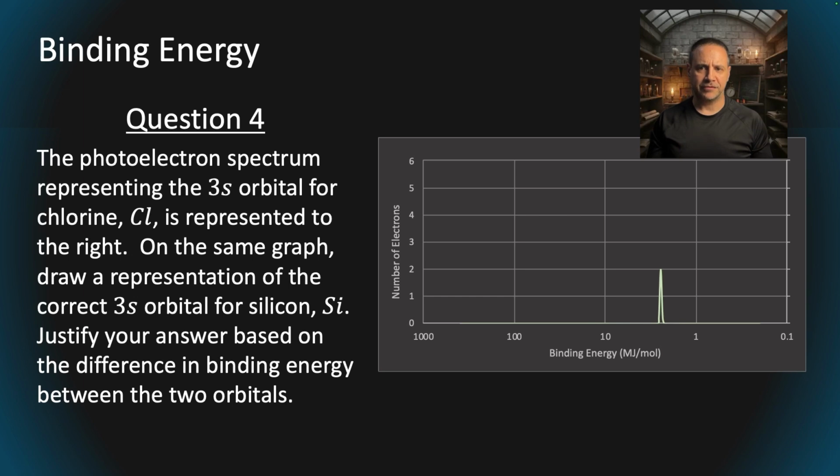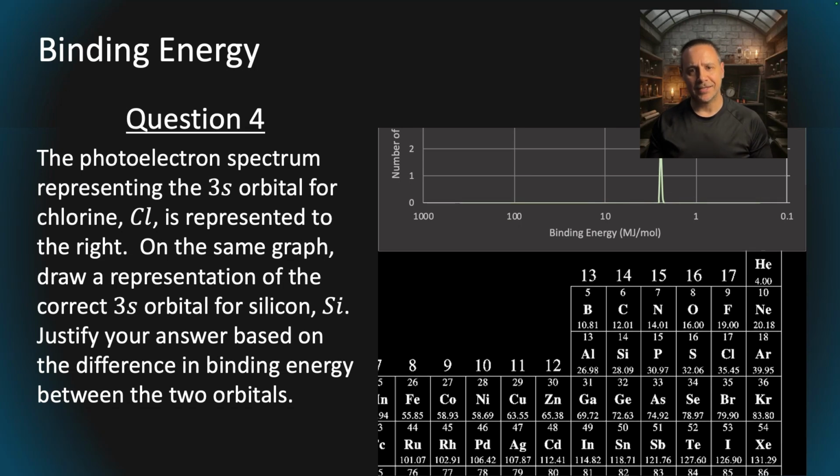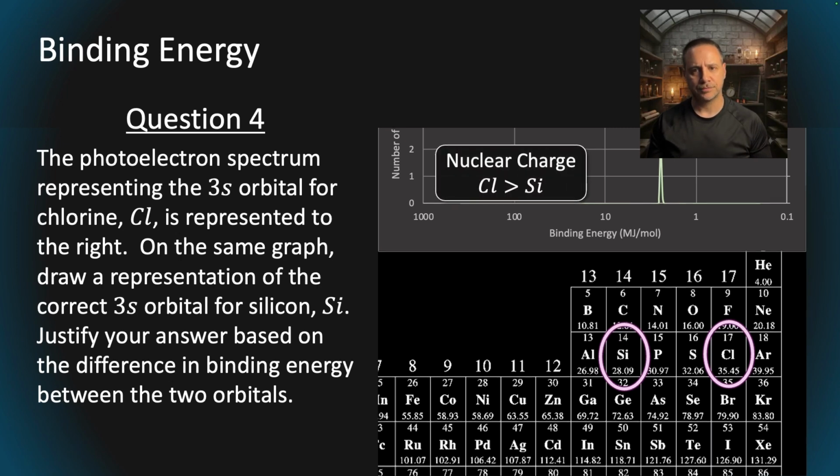The peak on the graph is the 3s for chlorine. You're asked to draw the 3s for silicon. Where do you look when comparing elements? The periodic table. The elements are here, and what I'm looking for is the atomic numbers, 14 versus 17. So chlorine has the higher nuclear charge.